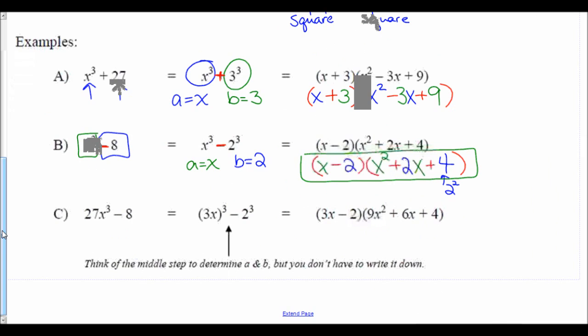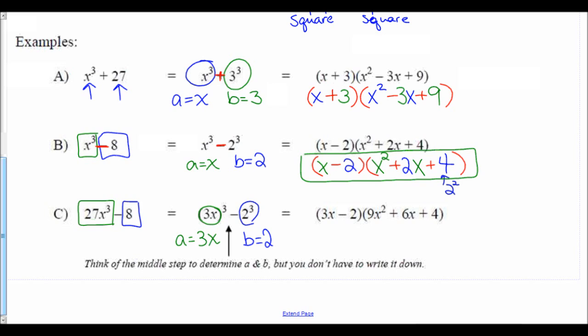Okay. In C, I have a little more complicated one, because for this problem, my first term has both a number and a letter. If I have both a number and a letter together, I have to be sure they're both cubes. So 27 is 3 cubed, and x cubed is x, so in this problem, my A is 3x. Then I have the 8. Well, is 8 a perfect cube? Yes, 8 is 2 cubed, so my B is equal to 2.